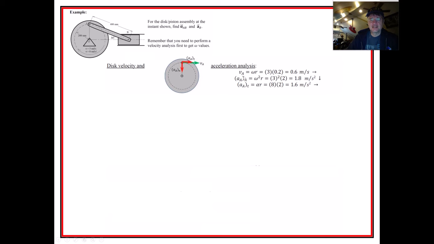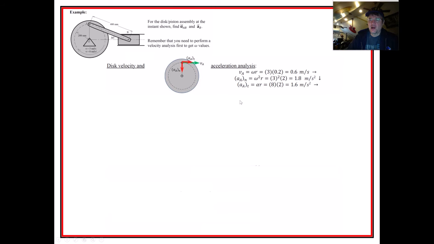So we find that velocity at A from just omega r, right? That's easy enough, and it's completely to the right, so it's traveling at this instant horizontally at 0.6 meters per second. And the acceleration of A right there in the normal direction is pointing towards the center at omega squared r. So 1.8 meters per second squared downwards. And then the tangential component of acceleration at A is alpha r. And that's 8 times 0.2, 1.6 meters per second squared.